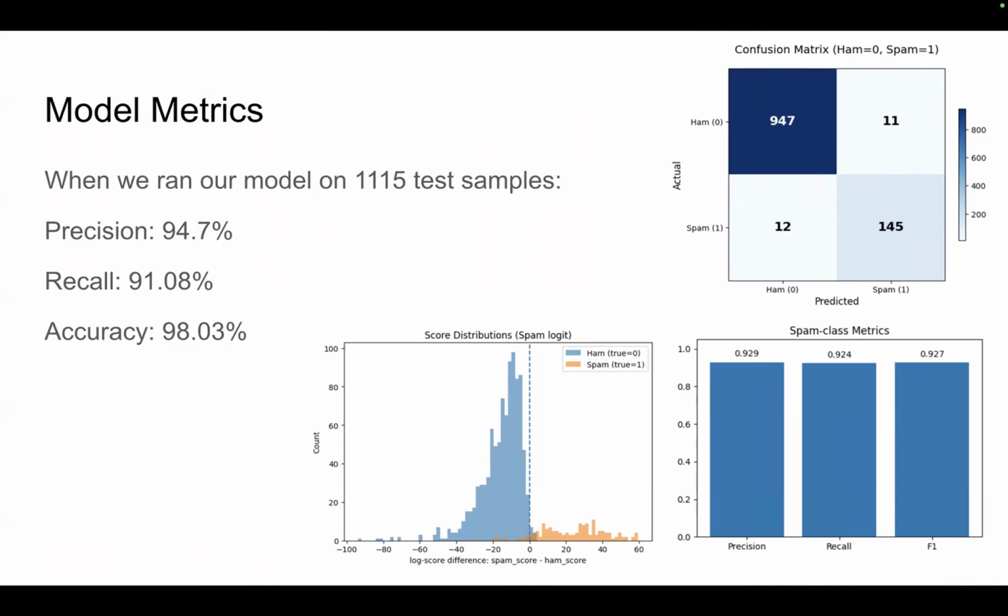With multinomial naive Bayes, we can see clear separation between spam and ham. The model remains conservative about calling something spam and only mislabeled 11 ham emails. Overall, these results indicate the model is accurate and reliable for real world spam filtering.